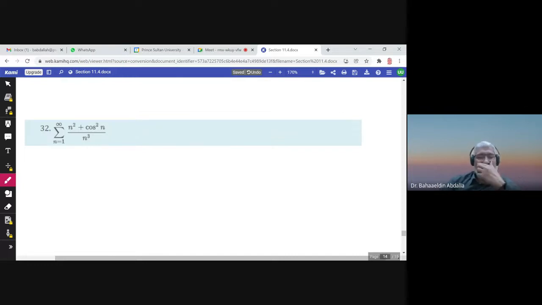Well, here I have cosine square n. And we have seen that cosine square n is a number between 0 and 1. So when n goes to infinity, it doesn't do anything. It's not larger than 1 even when n goes to infinity. So bn here would be n square over n cube, or 1 over n. And summation 1 over n is divergent. It is the harmonic series.